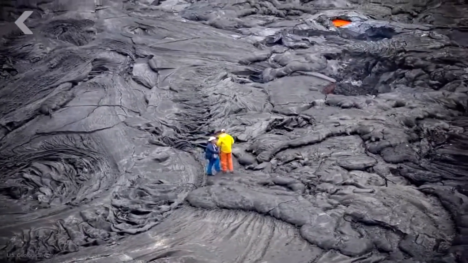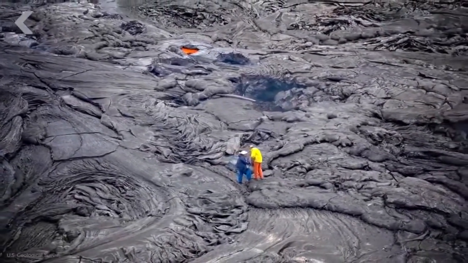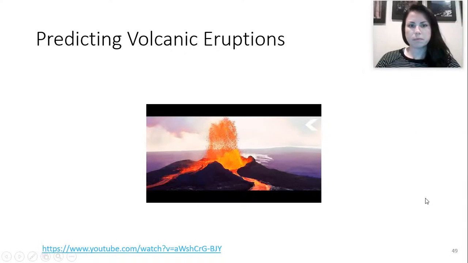Technical improvements like these are bringing volcanologists one step closer to understanding the inner workings of these explosive mountains and the behaviors that lead to a massive eruption. We've still got more work to do, but predicting chaos is getting that much more precise.